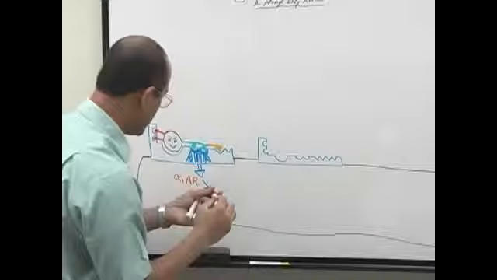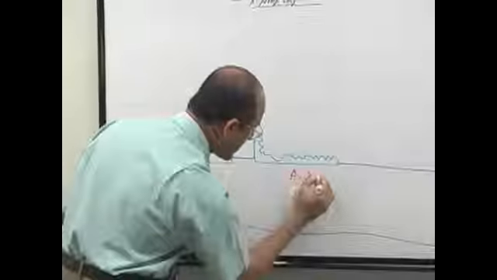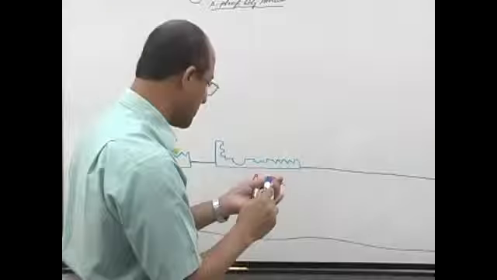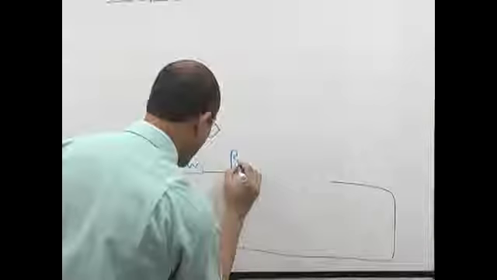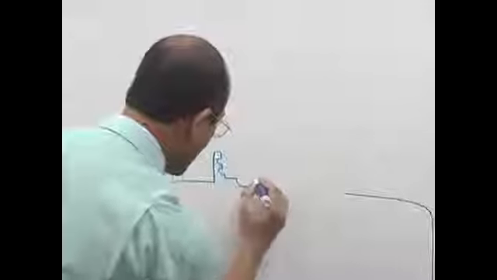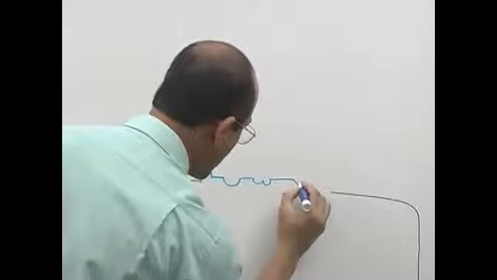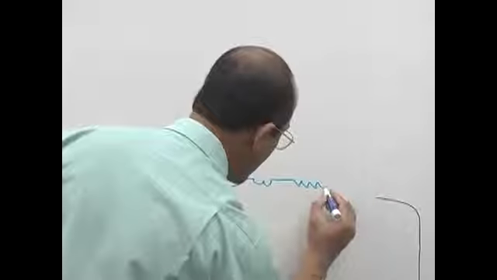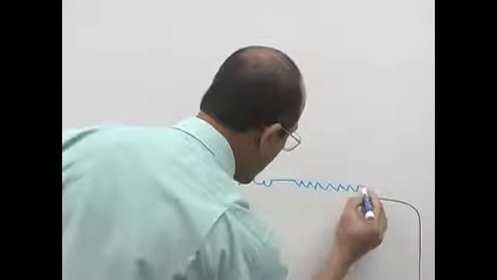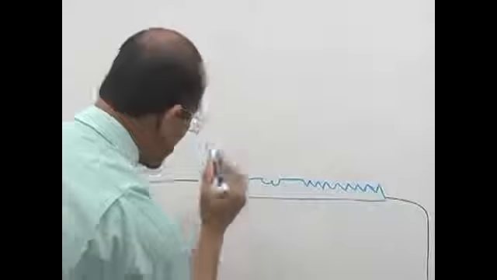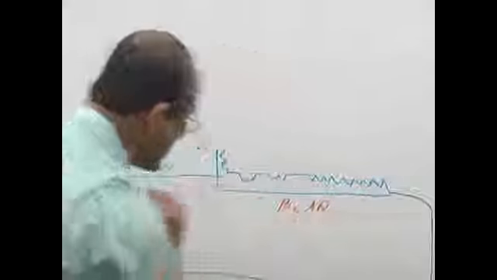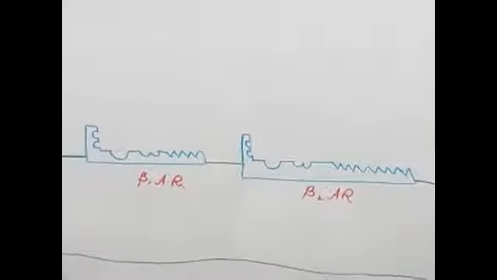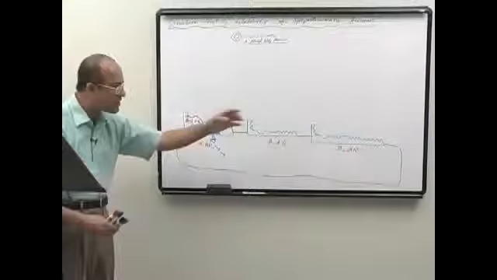This is beta-1 adrenergic receptor. And now I'm going to draw beta-2 adrenergic receptor. This is beta-2 adrenergic receptor. Alpha-1 adrenergic receptor, beta-1 adrenergic receptor, beta-2 adrenergic receptor. Where is the difference in them?